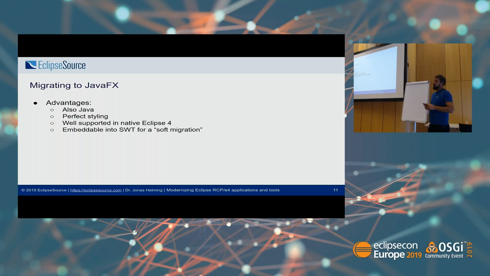What's very interesting, you can embed JavaFX into SWT for a soft migration. That means you can, for example, take one view in your application and migrate that to JavaFX first, and then do the next, and then do the next, until you have re-implemented everything in JavaFX, and then switch completely. That works surprisingly well. I will show you a demo of that in a second. It's much better than, for example, embedding Swing into SWT, if somebody has done that in the past. This works much smoother.